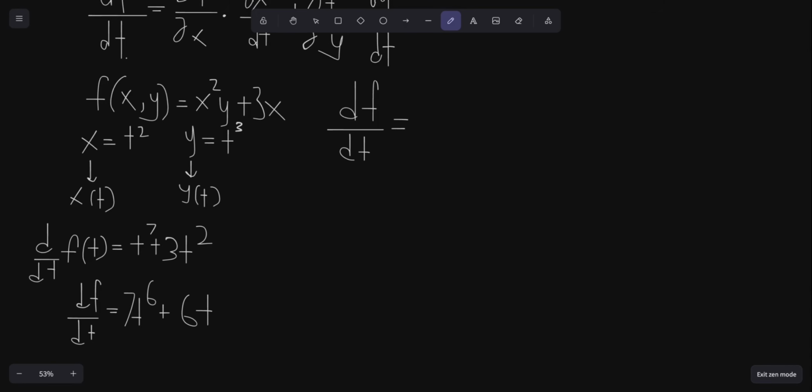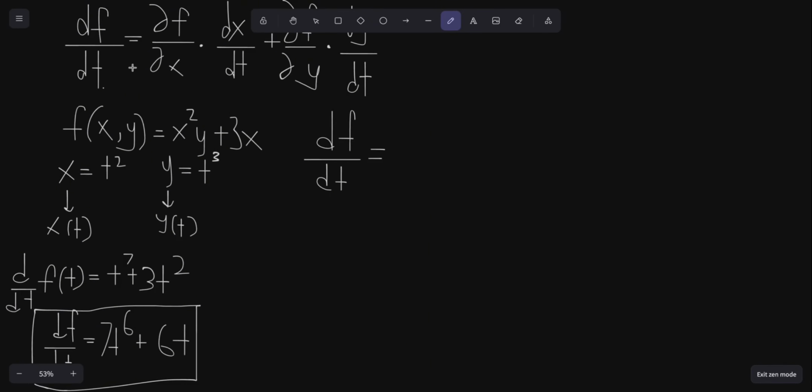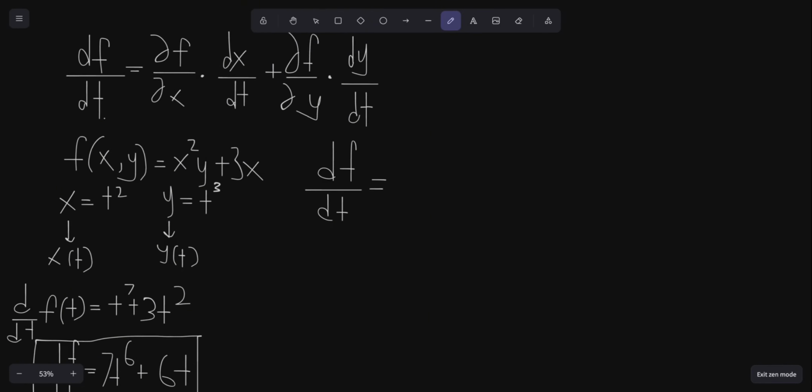All right. Of course, we're able to evaluate this at some point. If we want df dt evaluated at some time value, we're able to do that. But here's just the solution to it at any time period. Well, we can find df dt this other way. Let's find it the other way.